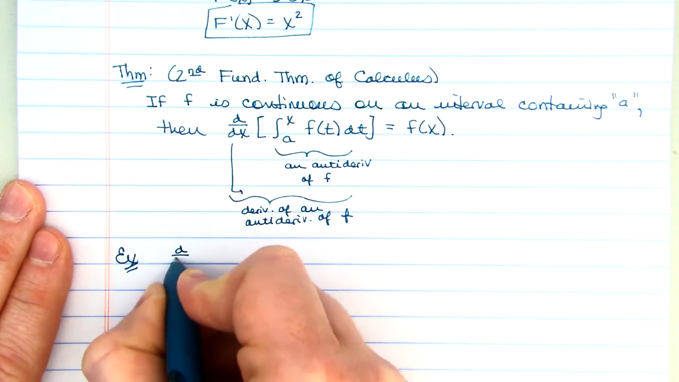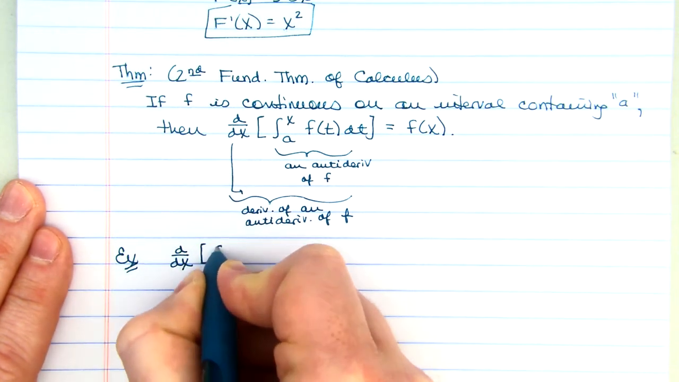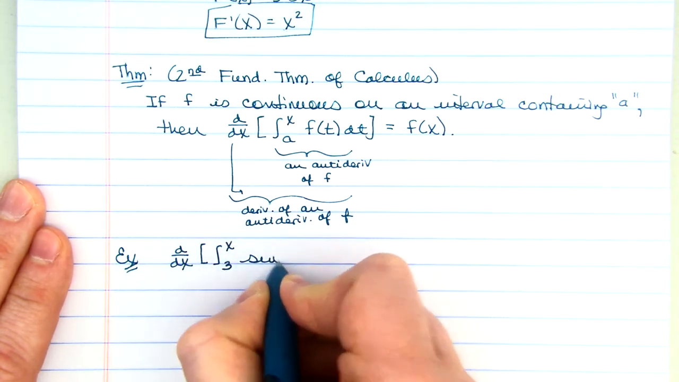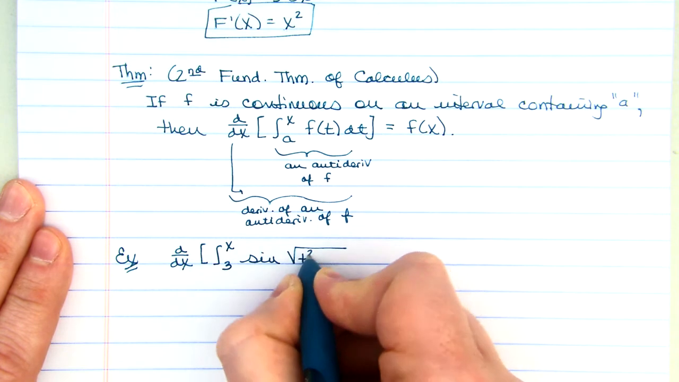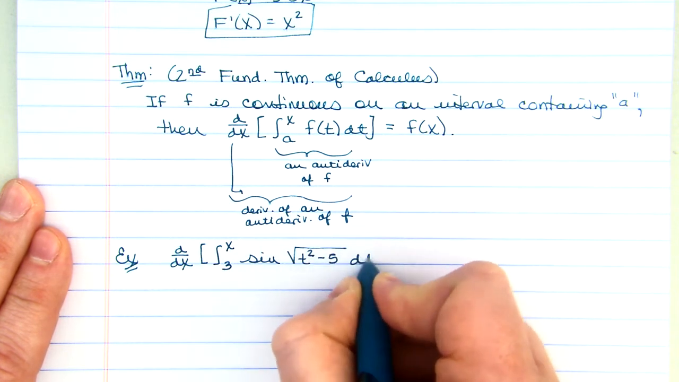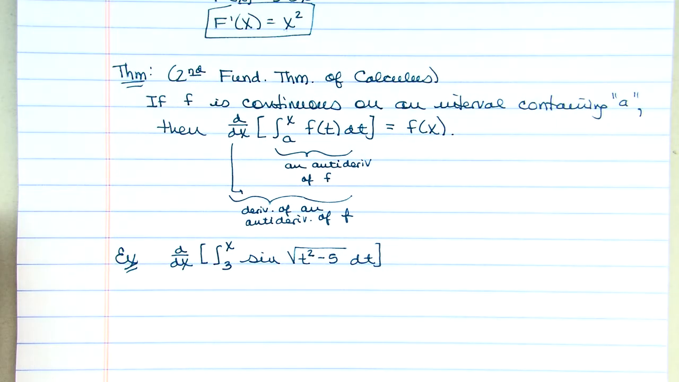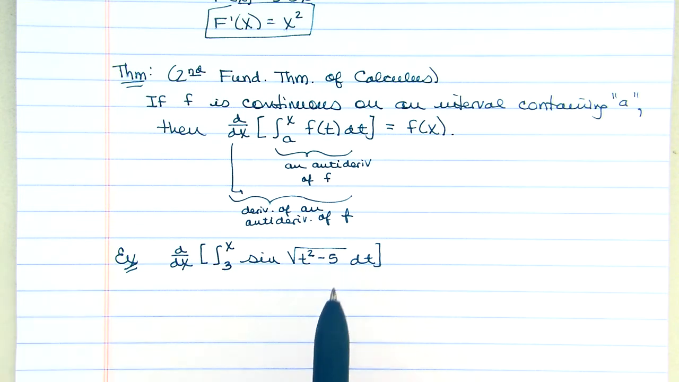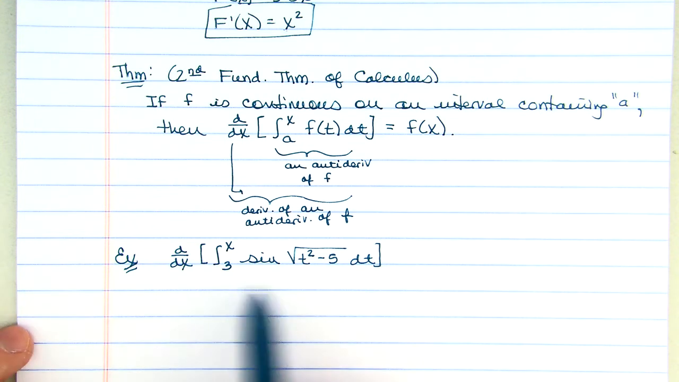Next, let's see. If I want to do the derivative of the integral from 3 to x of the sine of the square root of t squared minus 5 dt. I'm going to do this by just using my second fundamental theorem of calculus that says I don't actually have to go through and find the antiderivative of this, which is good because I don't know how to find the antiderivative of this. If it was just sine of t, I could handle that, but this is something more complicated. We haven't done the chain rule idea yet for integrals, and even after we learn that, we still won't be able to deal with this one.